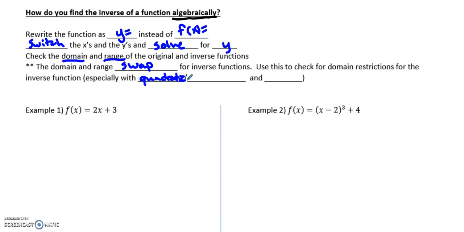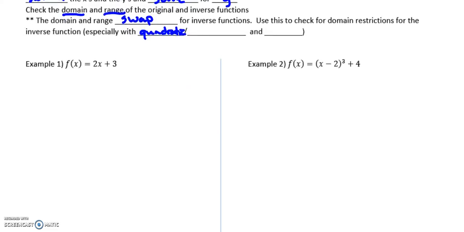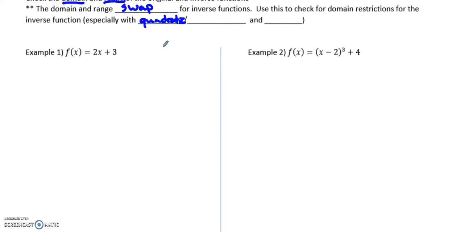Quadratic functions have the possibility of having those domain restrictions. That's the only really important one that I want to point out here. There might be a little bit more, but we're going to stick with just quadratic. So example 1. I'm going to go about this in a pretty regimented way.